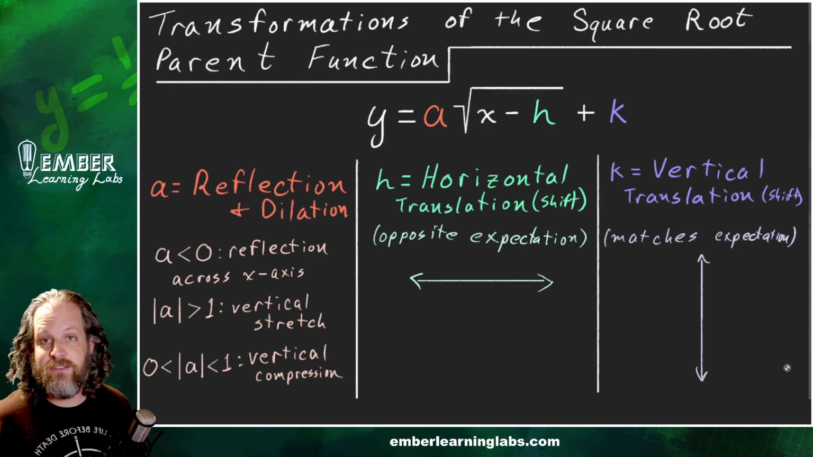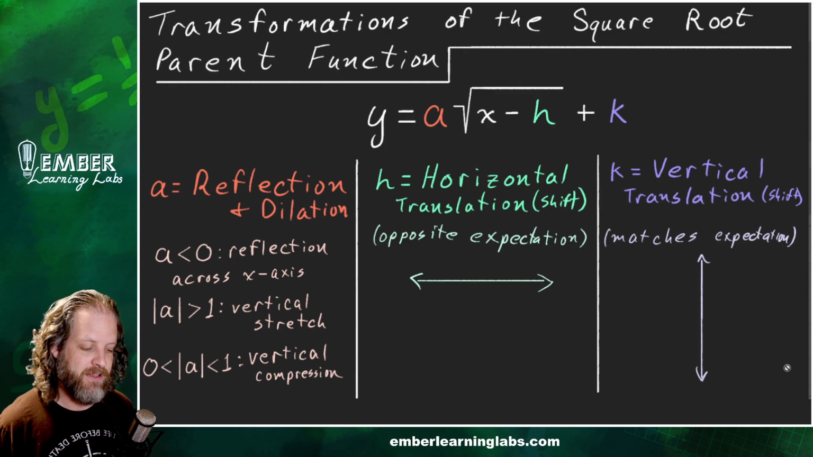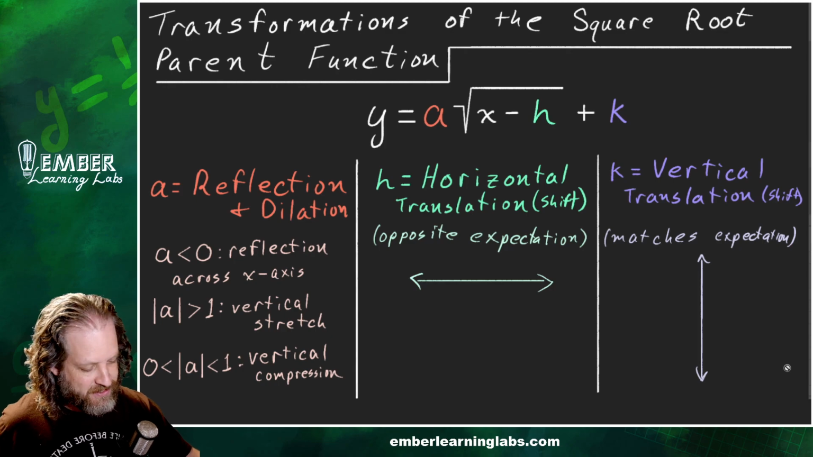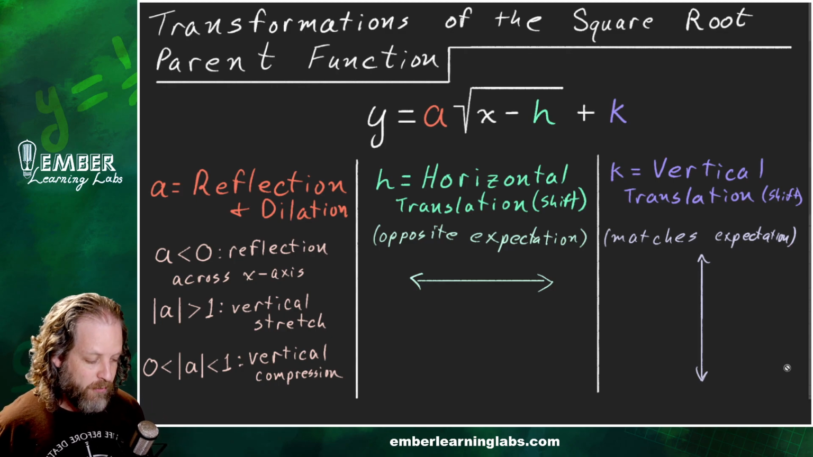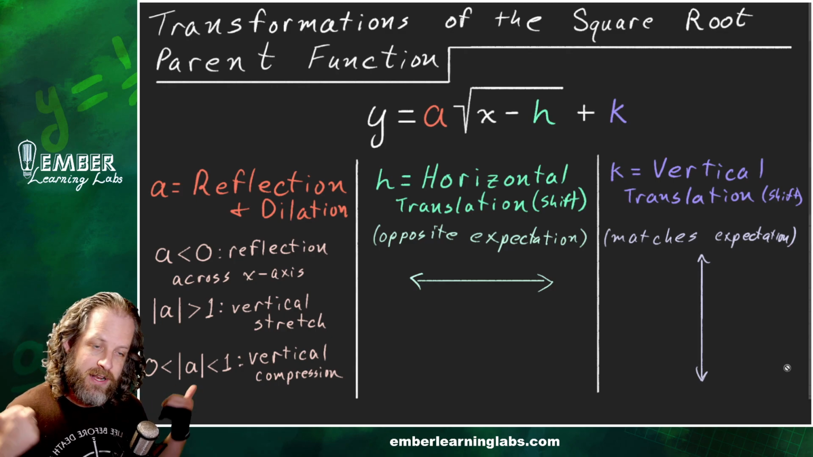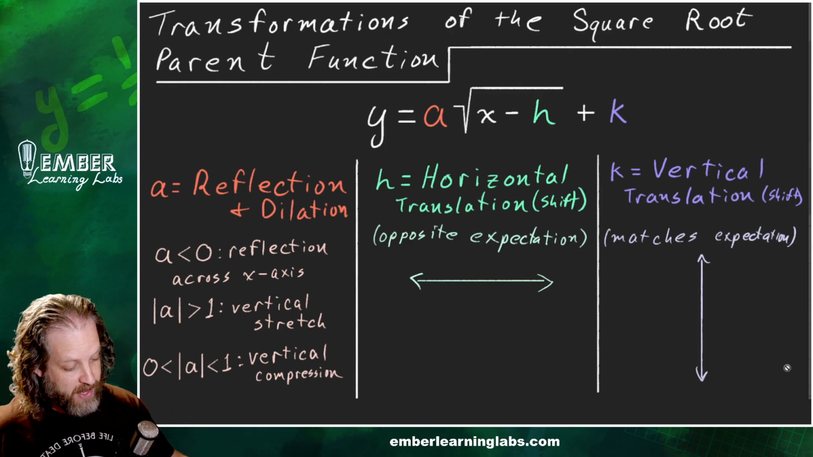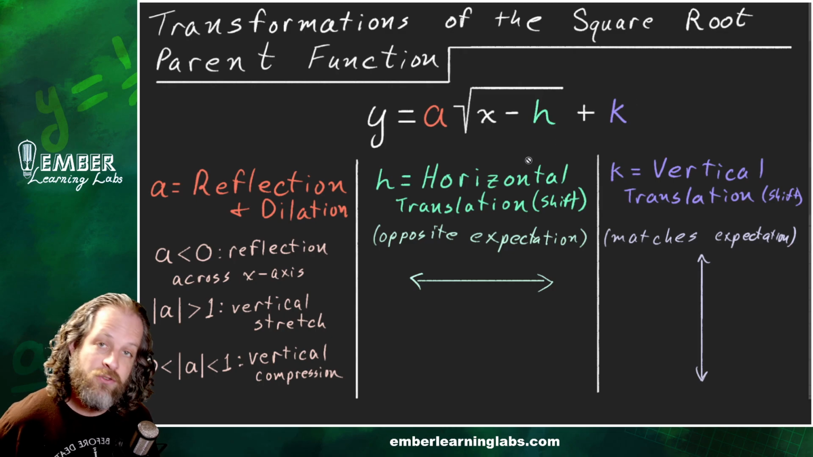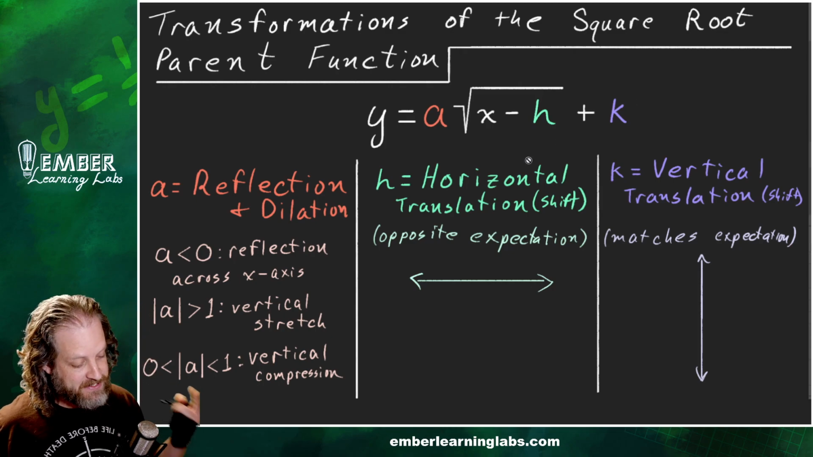So, transformations of the square root parent function. It's going to be all right. It works just exactly the same as we learned in the last unit with quadratic functions, right? So we still have these same three variables, the a and the h and the k, and they do the exact same thing in the exact same way.